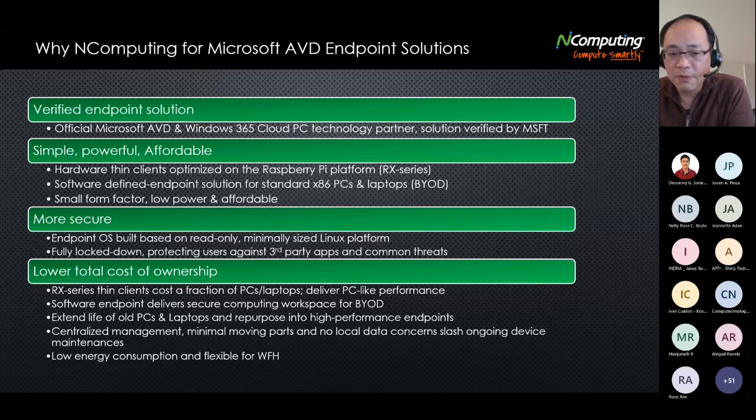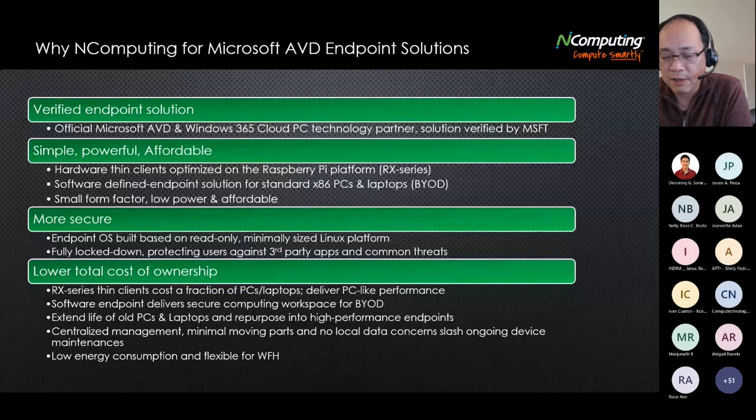And the third component to the TCO is energy. Energy consumption is becoming more and more expensive, electricity becoming more expensive. So our endpoint solution, such as the Raspberry Pi platform, does not consume more than 10 watts. So that's basically the energy consumption of an LED light when it's running at full power.